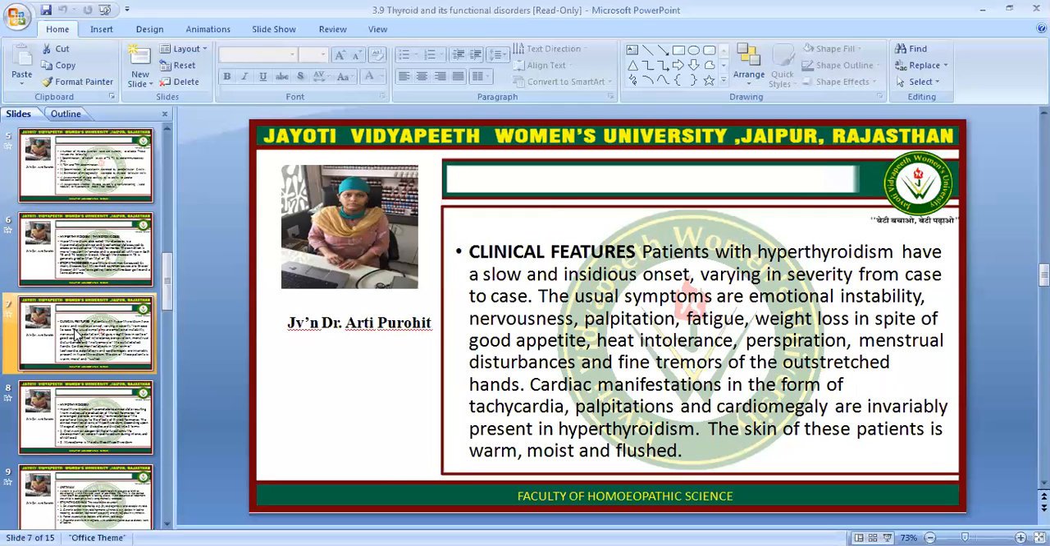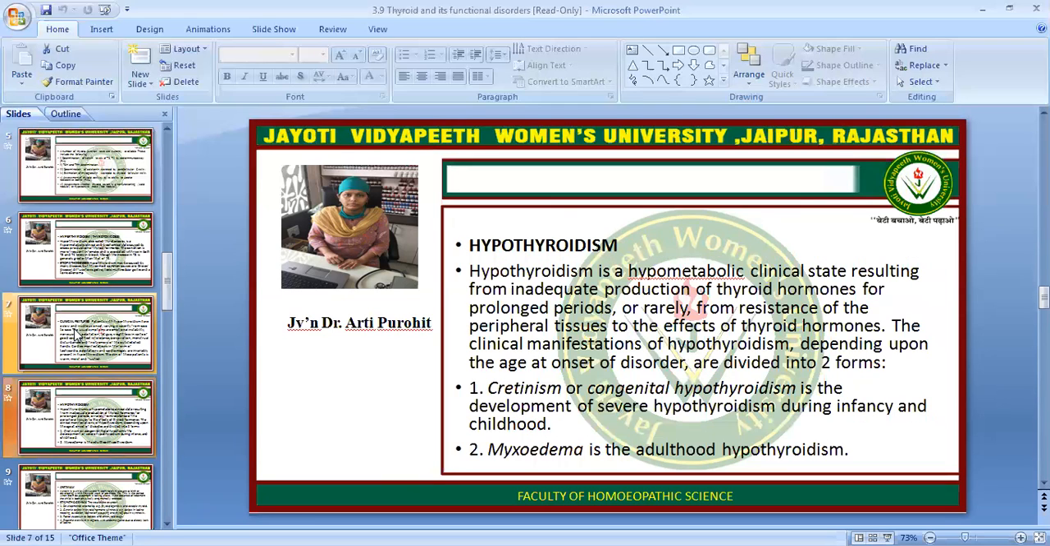Clinical features: patients with hyperthyroidism have a slow and insidious onset, varying in severity from case to case. The usual symptoms are emotional instability, nervousness, palpitation, fatigue, weight loss in spite of good appetite, heat intolerance, perspiration, menstrual disturbances, and fine tremors of the outstretched hands. Cardiac manifestations in the form of tachycardia, palpitation, and cardiomegaly are invariably present in hyperthyroidism. The skin of these patients is warm, moist, and flushed.